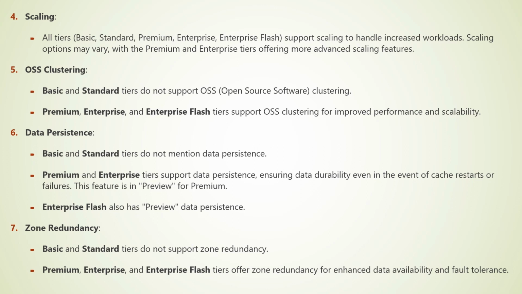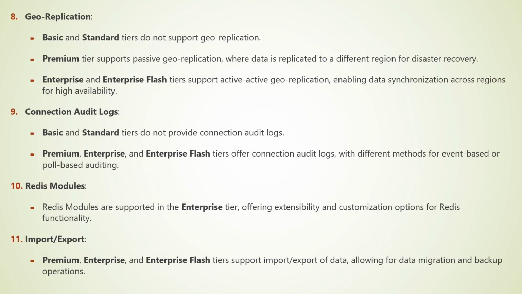Zone redundancy. Basic and Standard tiers do not support zone redundancy. Premium, Enterprise, and Enterprise Flash tiers offer zone redundancy for enhanced data availability and fault tolerance. Geo-replication. Basic and Standard tiers do not support geo-replication. Premium tier supports passive geo-replication, where data is replicated to a different region for disaster recovery. Enterprise and Enterprise Flash tiers support active geo-replication, enabling data synchronization across regions for high availability.